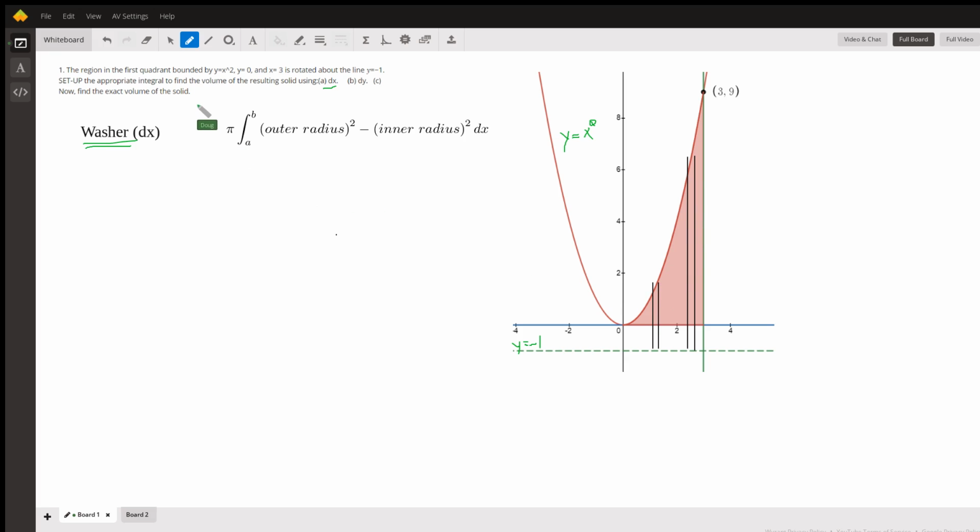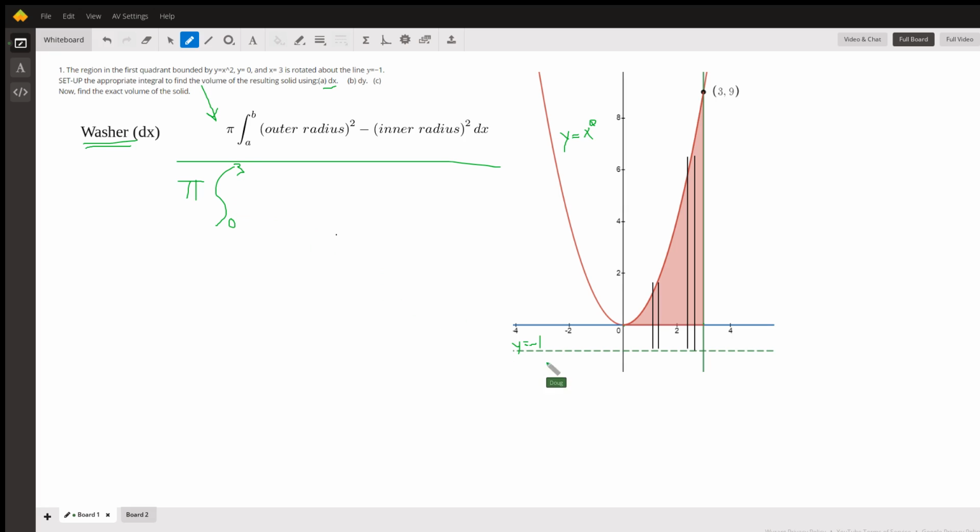So here's the formula for the washer method. Won't go into where that formula comes from, but pi times the definite integral from a to b. In that case, it's from 0 to 3, because these washers are piling up along the x-axis. So we're going from 0 to 3.